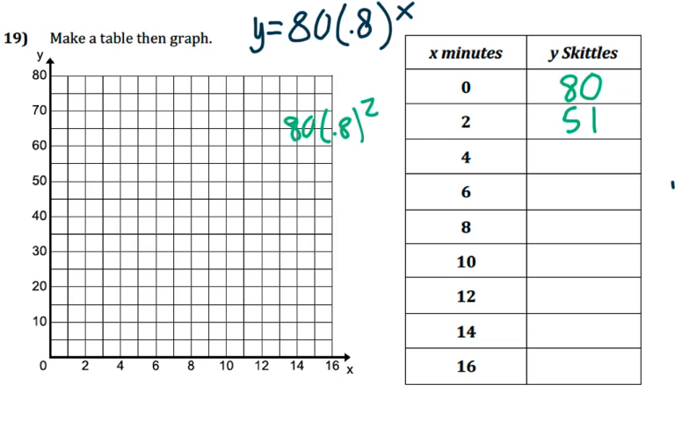Then again, we're going to repeat this process. We're going to take 80, we're going to multiply it by 0.8, we're going to raise it to the fourth power. Remember in our calculators, that's the caret symbol, then the 4. And we end up with 33 Skittles when we round. Now I'm going to repeat that process. So go ahead, pause the video, substitute in 6, 8, 10, 12, 14, 16 for x, and evaluate to find y, the number of Skittles.